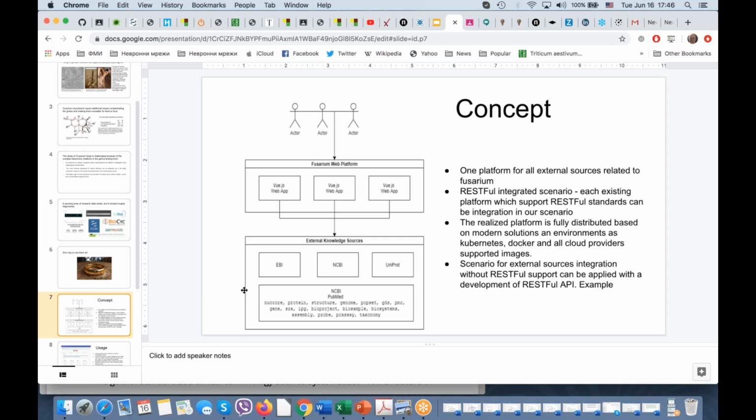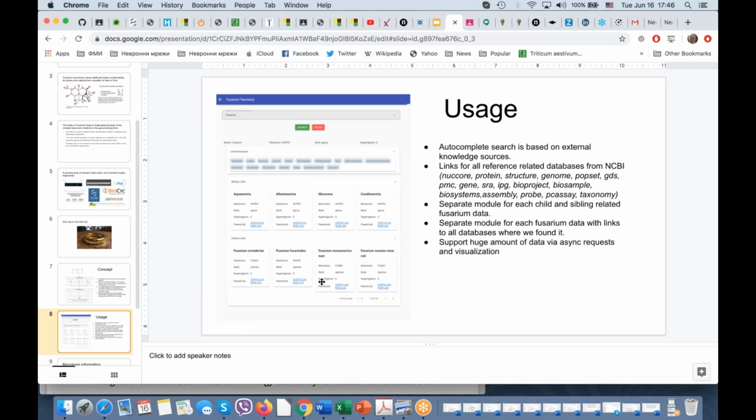And the second level of our users, this is the screen that our information system shows. This is the user's interface, and this is how the complete search is based on all the external sources. This is the first line below the green and red button, and we provide links for all reference-related databases.